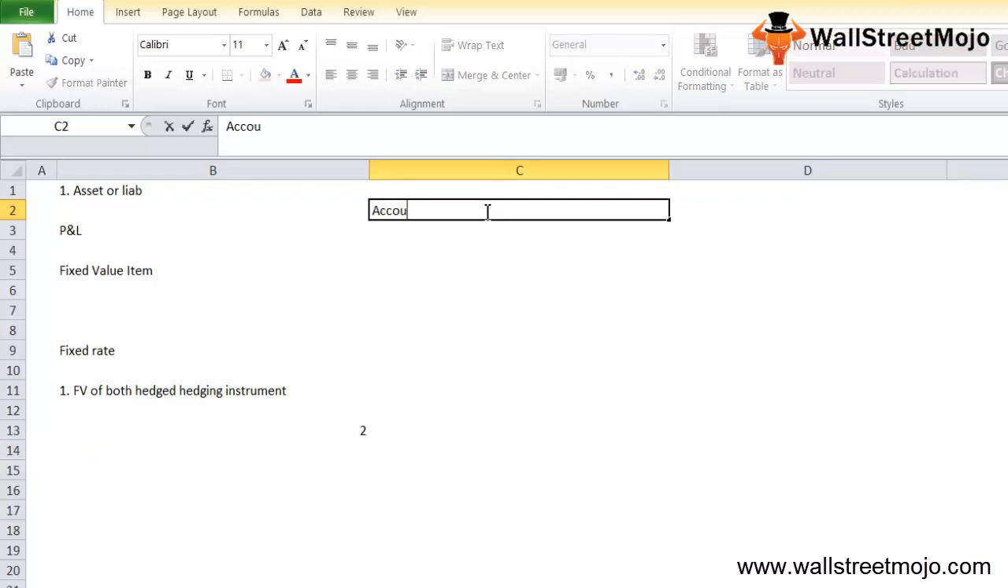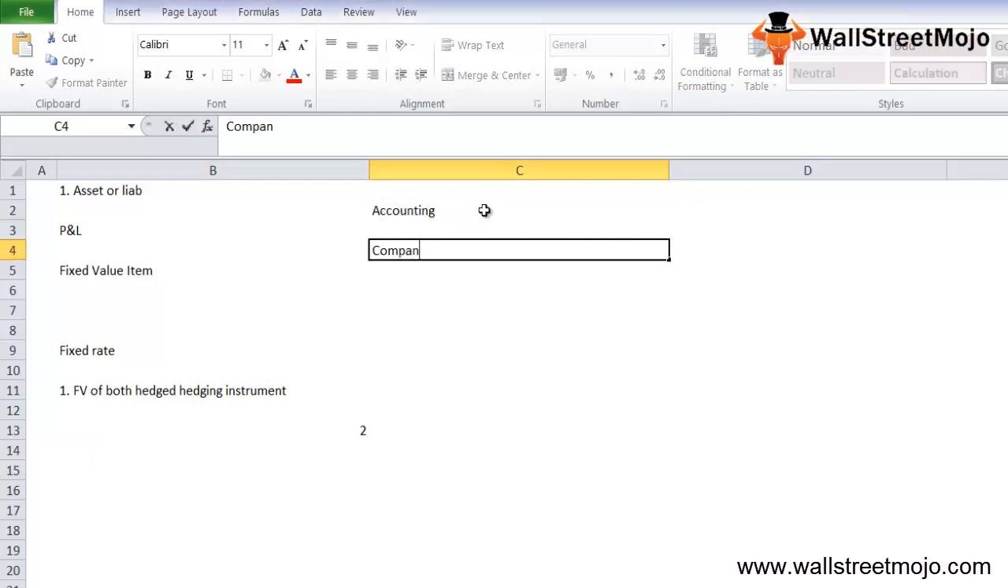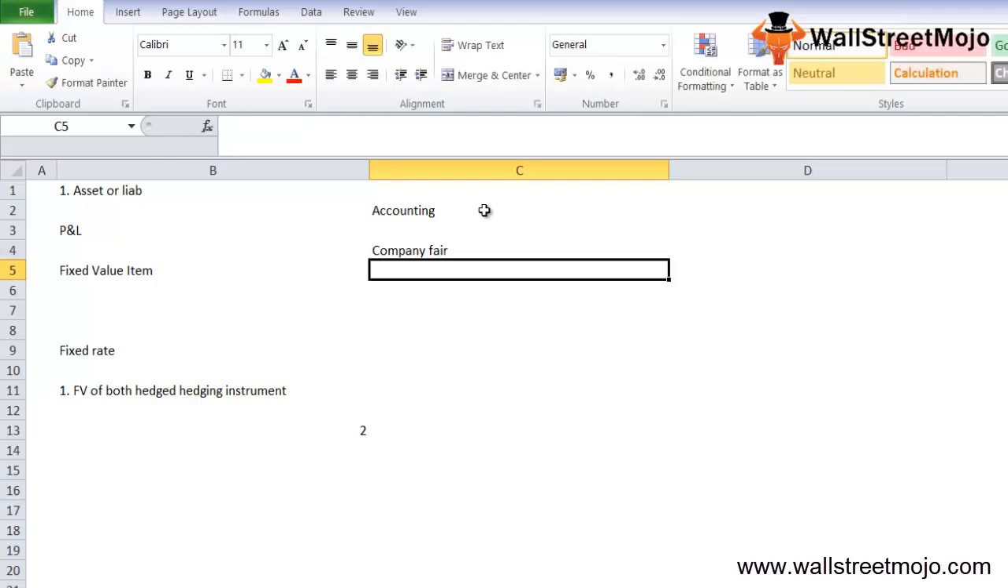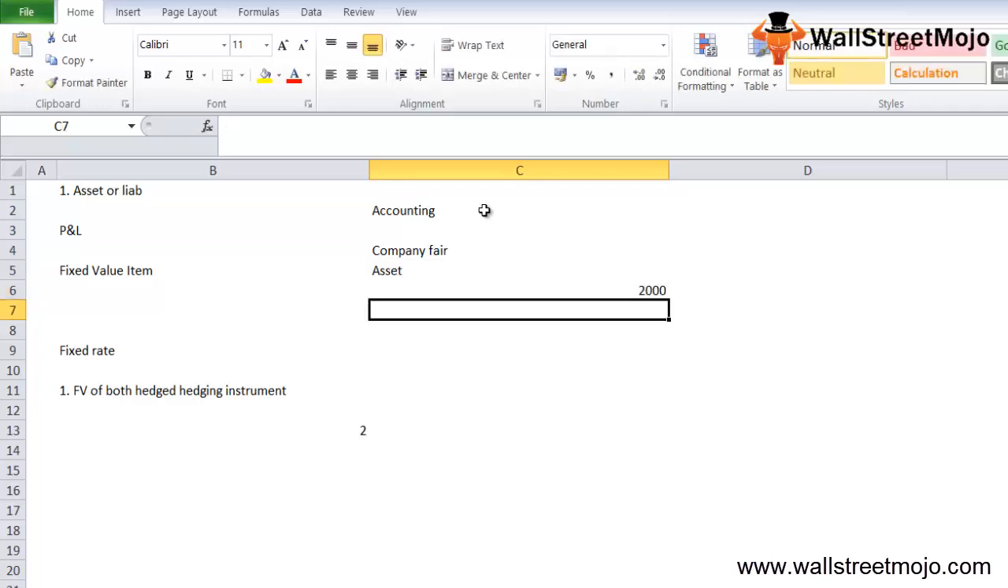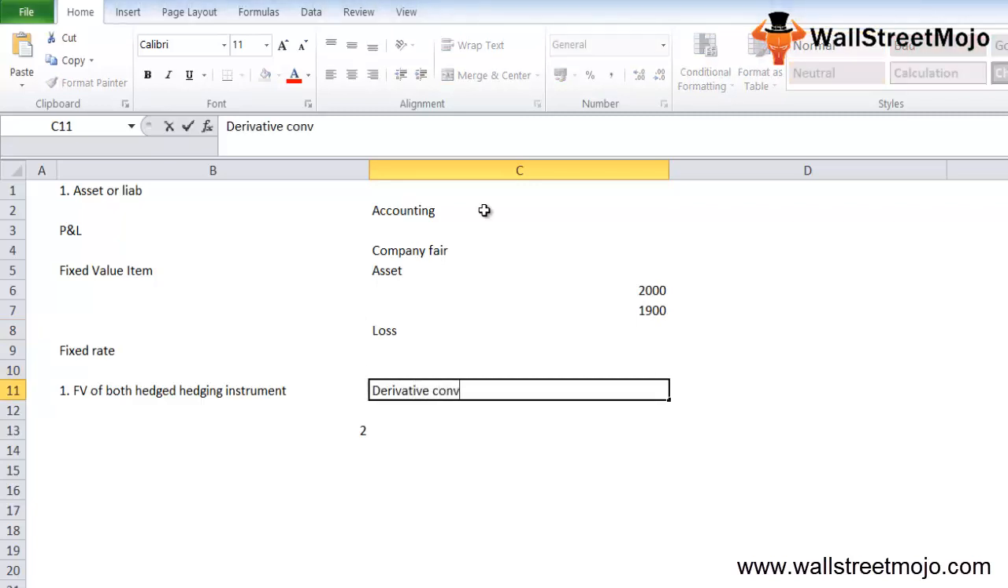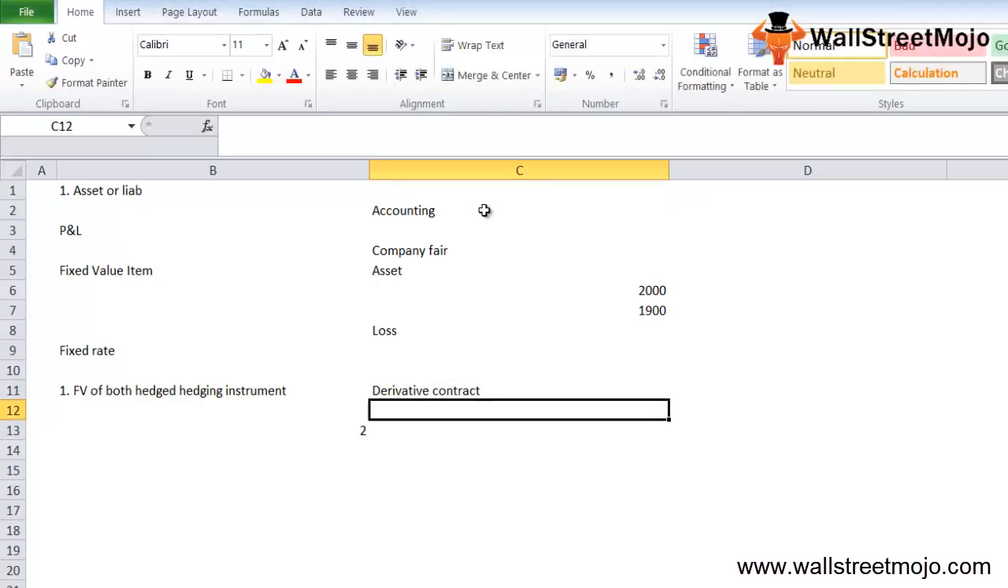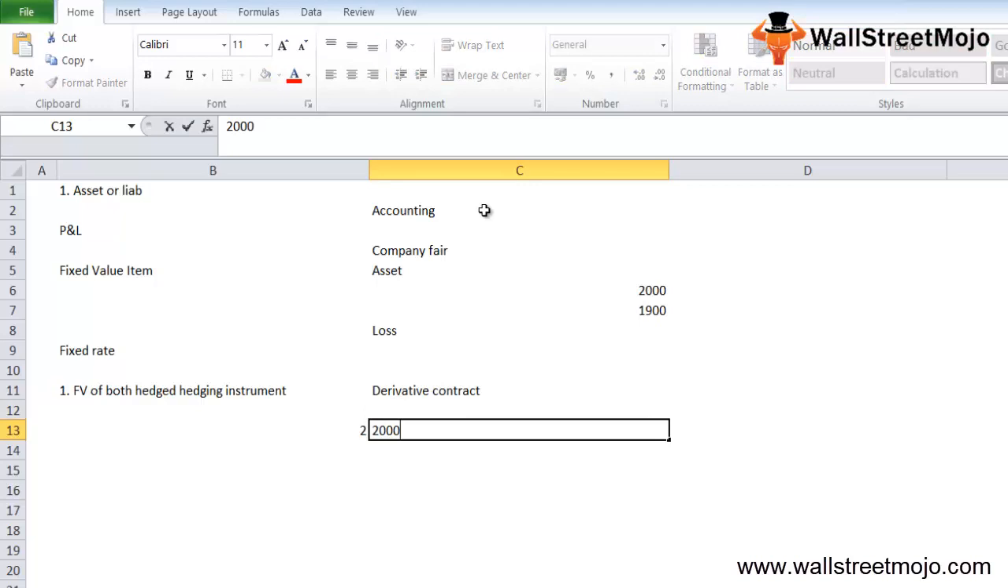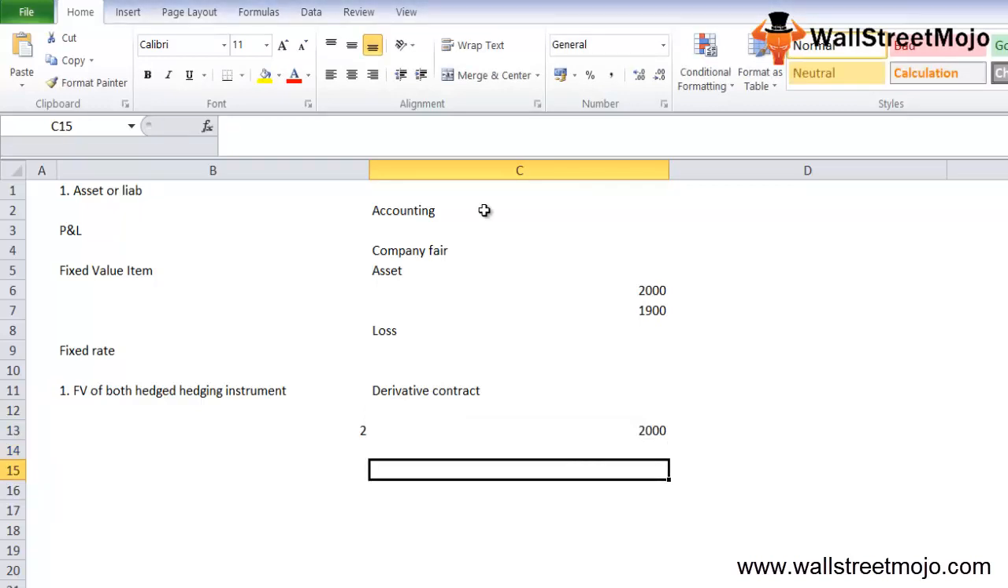So how does the accounting part go? Let's say company Fair has an asset with a current fair value standing at $2,000, and the management is concerned that the fair value will go down to, let's say, 1,900. So this will result in a loss to the company. To offset the loss, the company enters into an offsetting position through, let's say, a derivative contract which also has a fair value of, let's say, 2,000. Now, since this is an offsetting position, its fair value will move in the opposite direction to that of the hedged item. So at the time of closure of the books, the following scenarios are possible.